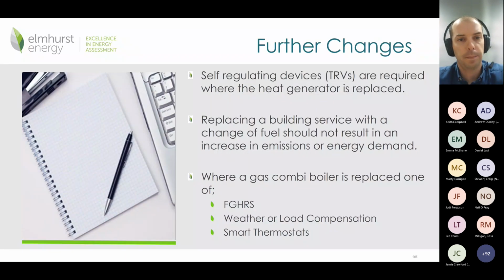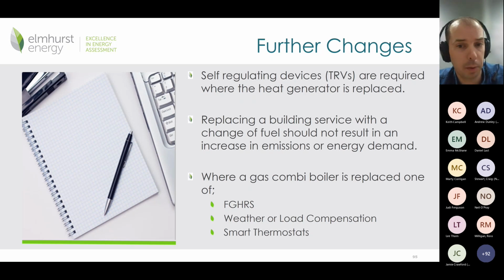Further changes. So TRVs are now required. So if you replace a heat generator, if you don't have TRVs, which should be pretty rare, you'd think, but if you don't have TRVs, they are now required at all times on radiators. If you replace a building service and switch the fuel, that fuel you're switching to shouldn't result in an increase in emissions or energy demand. Generally, that doesn't happen too often. The only time it might happen is if for some reason you switch off electricity or gas to like oil or LPG or something, which would be quite an odd thing to do, really.